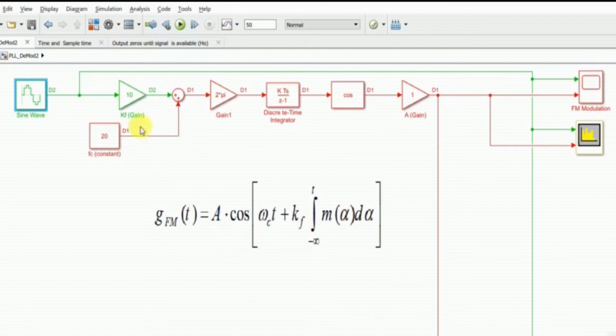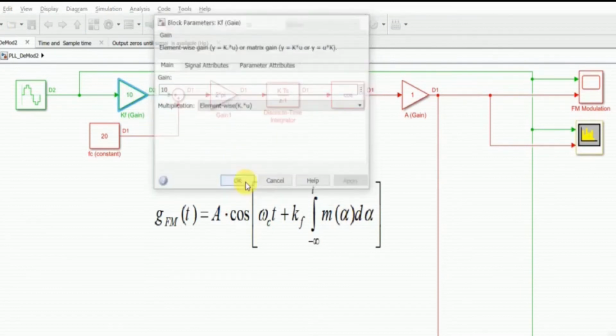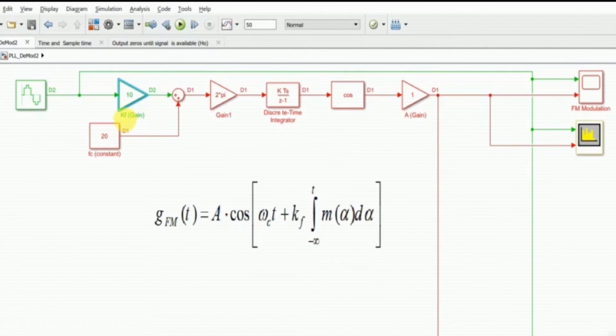So this is represented in terms of a gain block, and I have set the value of that equal to 10. Okay, so note that this is not Kf, this is Kf by 2 pi. So Kf by 2 pi is equal to 10. Next, we have a carrier frequency. What I express over here is in terms of hertz, that is fc rather than omega c. I set it to 20.